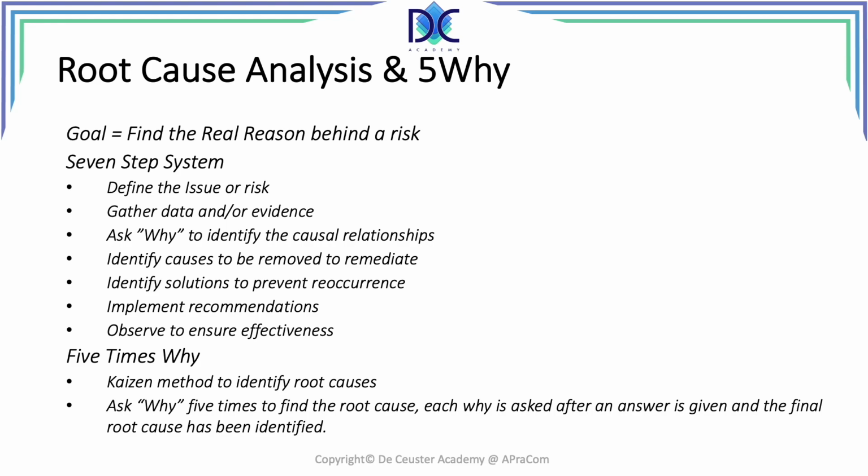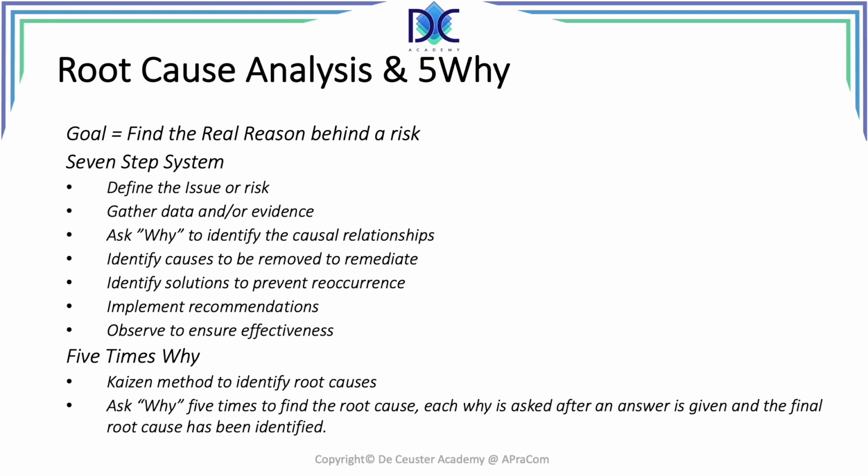The next tool that we can use is what we call root cause analysis and 5 times why. So basically, we try to find the real reason behind the risk. When we look at root cause analysis, we have to go through 7 steps. First, we define the issue or the risk. We gather data or evidence. We ask why to identify the causal relationship. We identify the causes to be removed to remediate, and solutions to prevent reoccurrence. And then we implement the recommendation and we observe to ensure effectiveness. And this can be done, let's say, repeatedly.